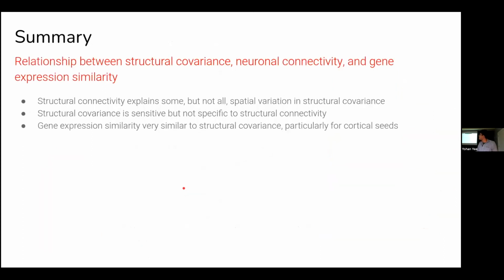So in summary, we find statistically significant relationships between connectivity and structural covariance, but it only explains a limited amount of variation. And we find that between connected regions, you often have high structural covariance, but there are many regions that are not connected, but you still have high structural covariance. So another way to put that is structural covariance is sensitive, but it's not specific to connectivity.